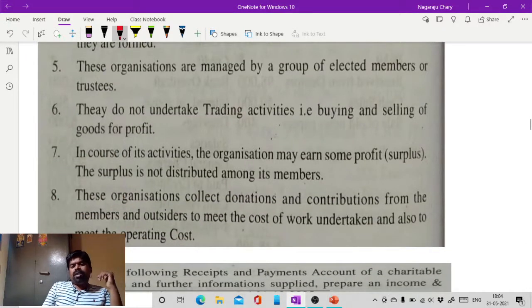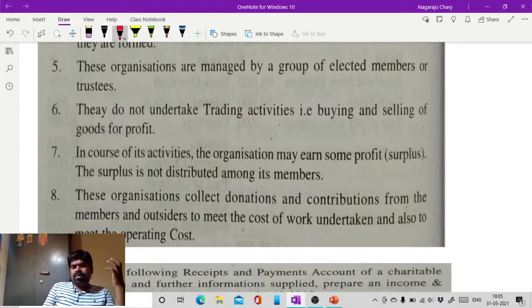These organizations are managed by a group of elected members or trustees. Whatever activities there are, they are to be performed by the elected members, or a committee of members. Okay, they do not undertake trading activities. Definitely, because this is not a trading organization, they don't take up any trading activities, buying and selling for profit.